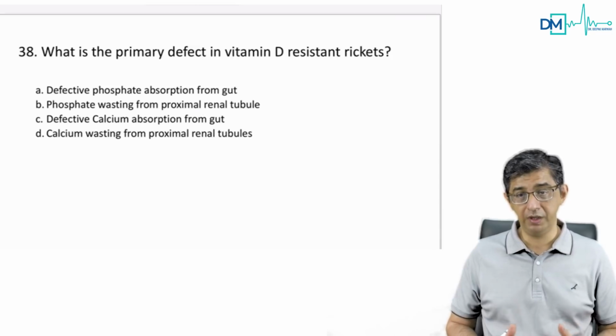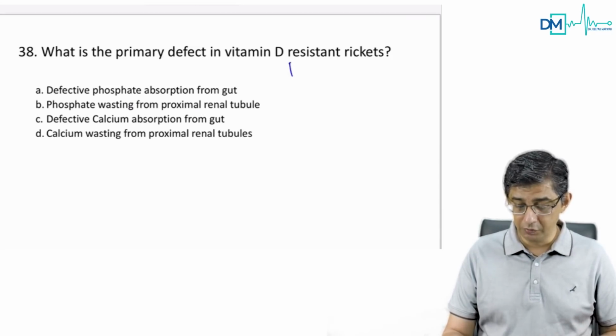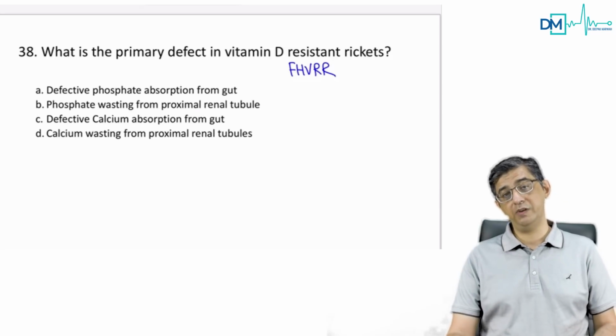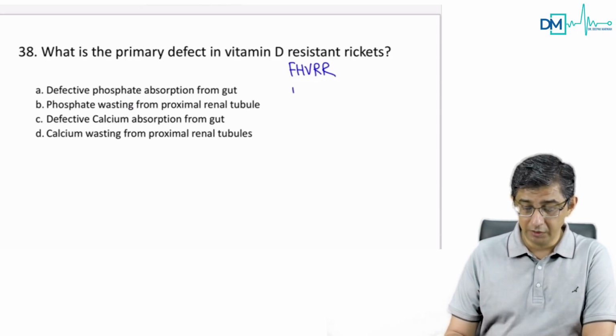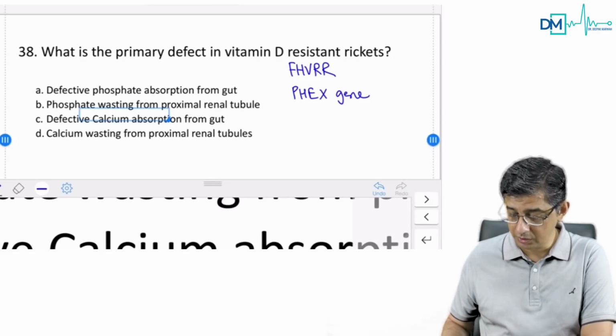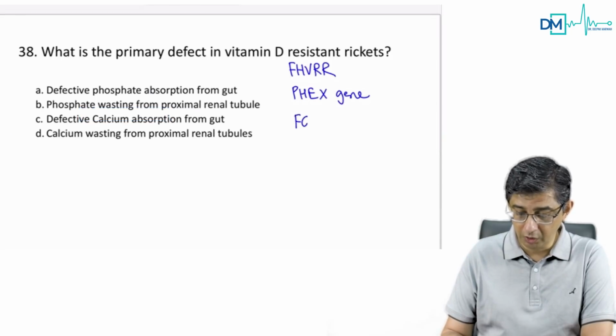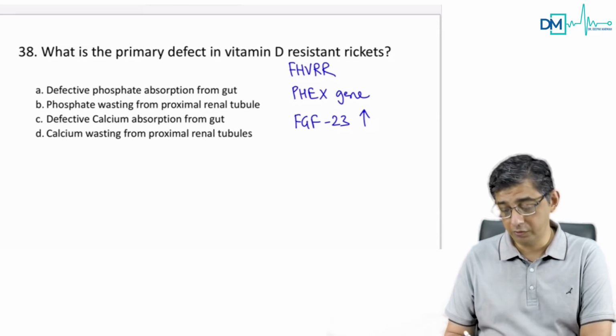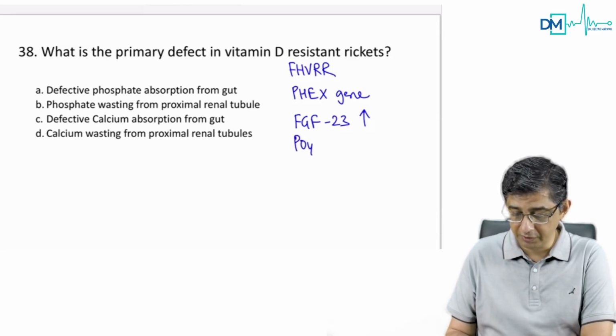Coming to the next question, this is pediatrics slash medicine. What is the primary defect in vitamin D resistant rickets? So we are talking about FHVRR, familial hypophosphatemic vitamin D resistant rickets. There is a defective gene here which is called the PHEX gene. The problem with this PHEX gene is that it causes overactivity of this molecule, FGF23, and FGF23 causes phosphate wasting.